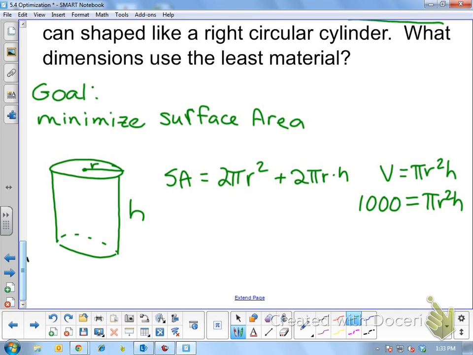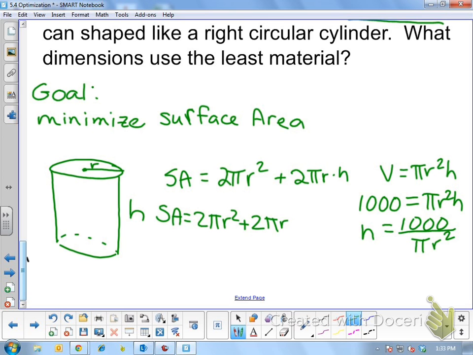So what should we do then? Solve for h. I would probably solve for h. Solving for r, we'd have to plug it in twice. So 1,000 over pi r squared. Also, if we had solved for r instead, we'd end up with a square root, which might make our life a little bit more difficult.